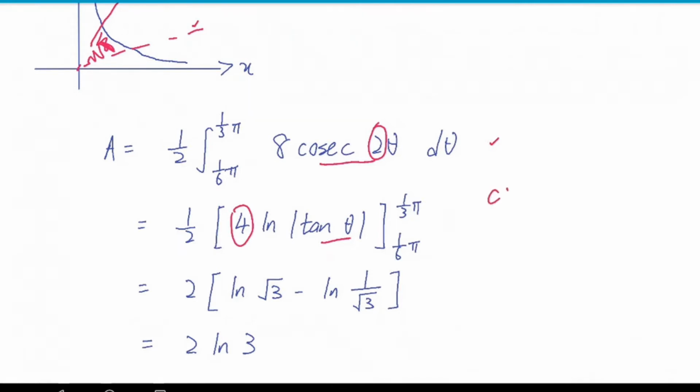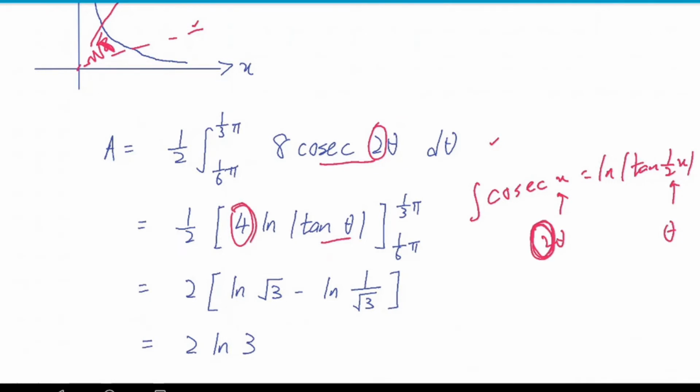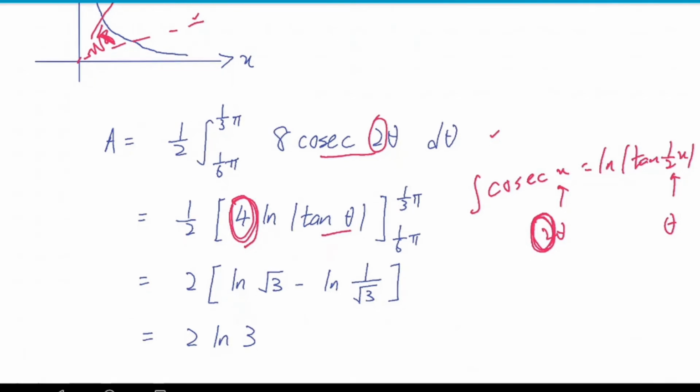So the formula is that when you integrate cosec x, you get ln tan(x/2). But if you have 2θ, the angle x/2 here gives you θ, but this 2θ itself has a 2. So this is why you need to divide by 2 here. If you don't do that, you might not get the correct answer. After that, when we substitute in the values and evaluate tan of π/3 and also π/6, this is what we get.